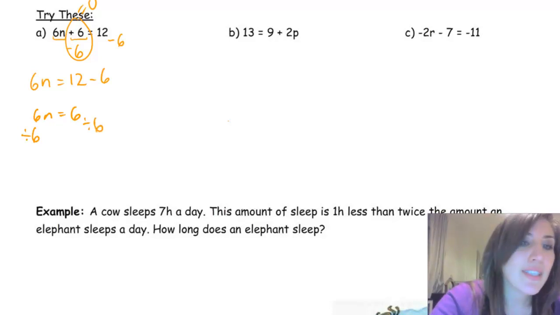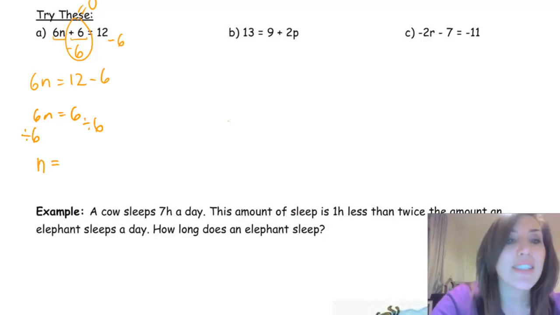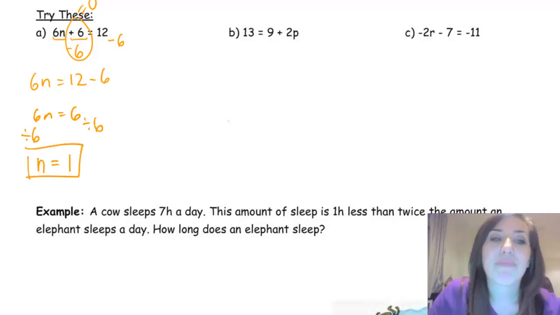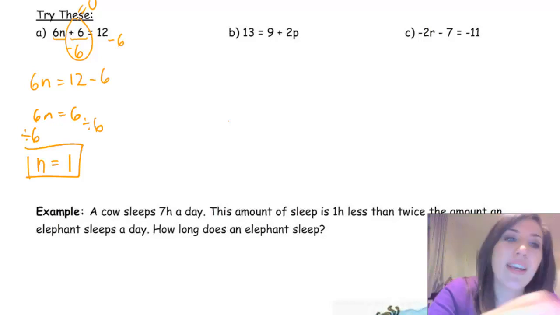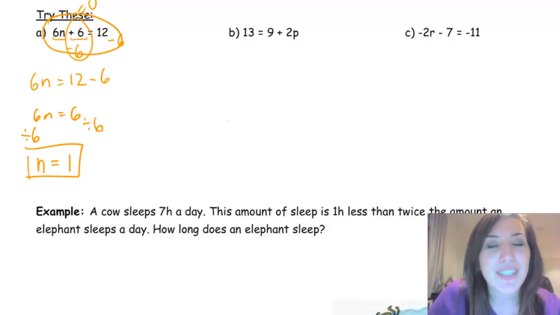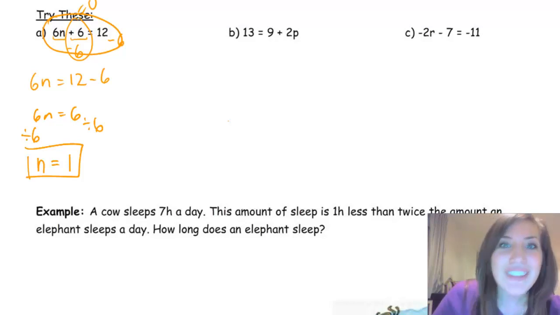So 6 divided by 6 is 1. So instead of saying 1n, I can just say n. 6 divided by 6 is 1. So there you go: n equals 1. Let's double check. If I plug 1 back into my original equation up here, 6 times 1 is 6, plus 6 is 12. It works.